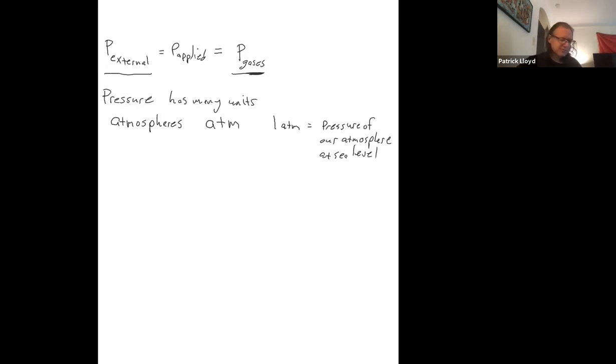It's the pressure that we have with our atmosphere on the Earth, at sea level. So you might see pressure units there.